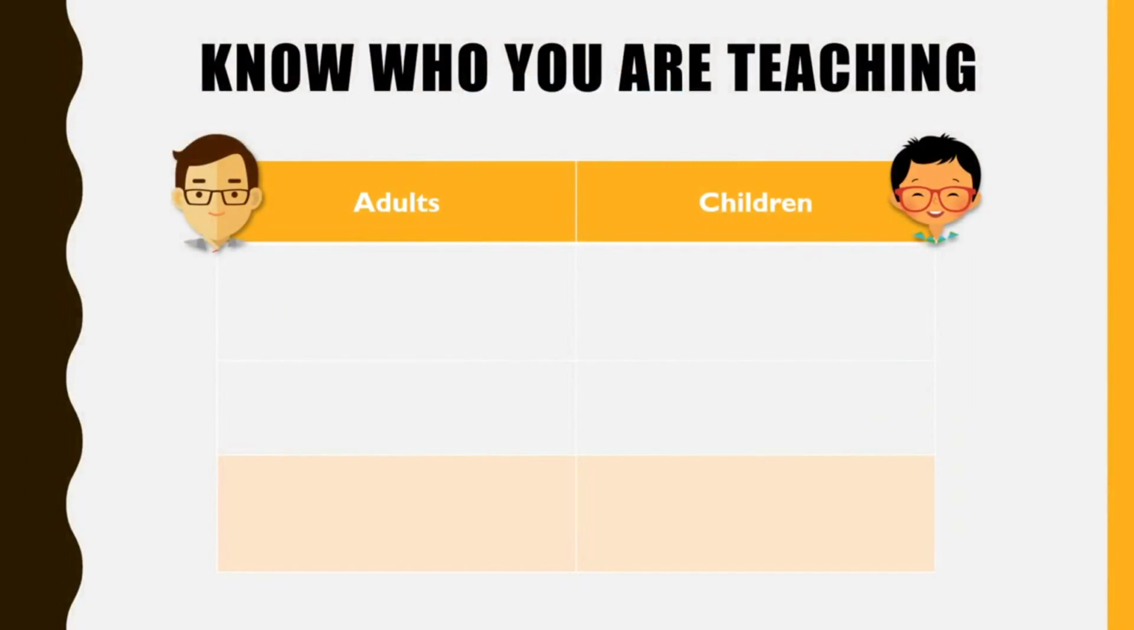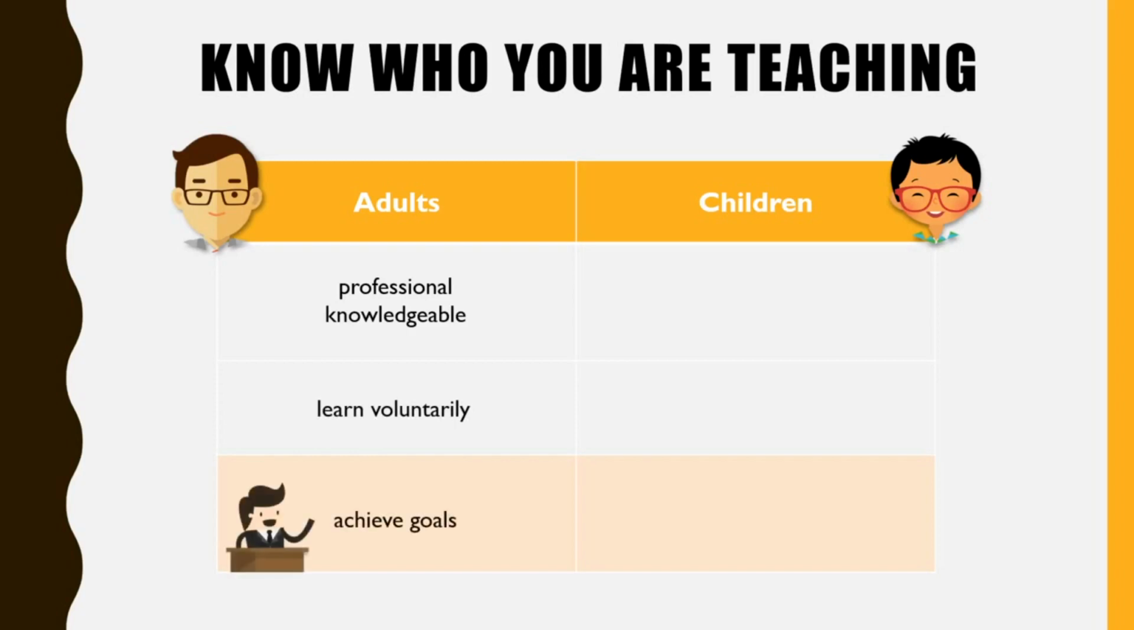Adults learn a new language for a certain purpose, such as for work, for traveling, or their interests. They expect teachers to be professional and knowledgeable, and learn voluntarily in order to fulfill their expectations and achieve goals.